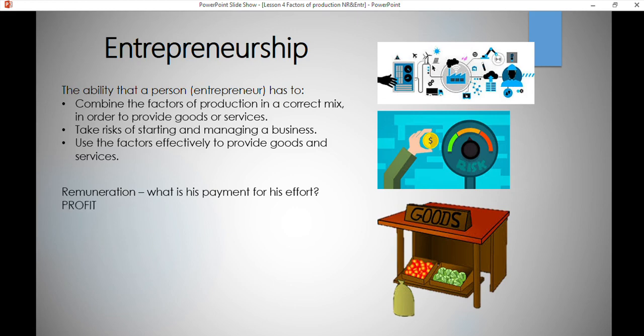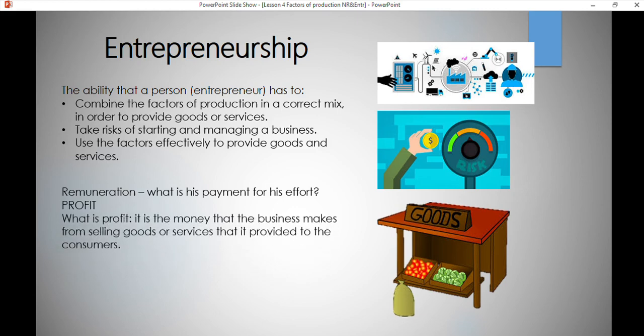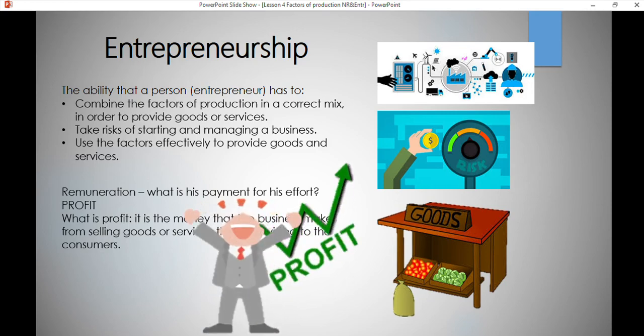If you start a business, you own the business, then the profit that that business makes belongs to you as the owner. That is you, because there's no salary for a business owner. You are entitled to the profit. So what is profit? Profit is the money that the business makes from selling goods or services that it provides to the consumers. You can see a business owner very excited about his profit. He rendered a service, consumers bought it, and that made him very rich and successful.